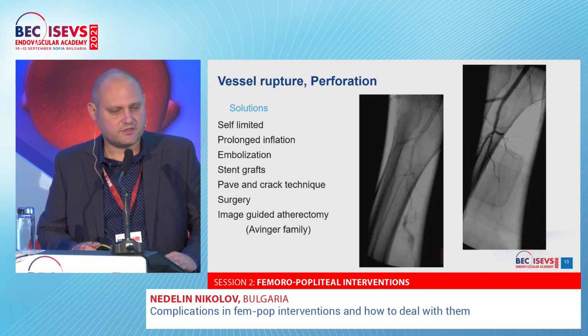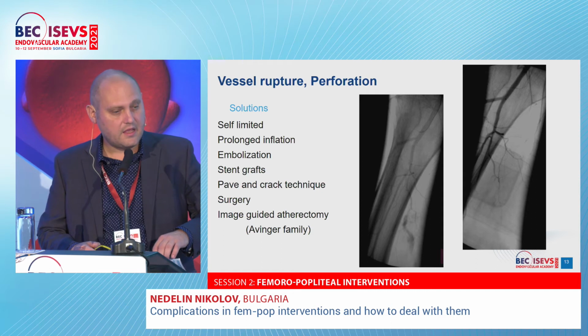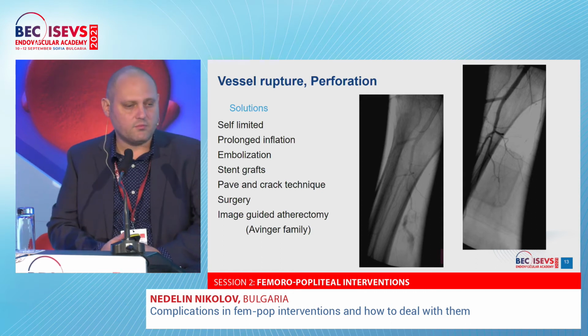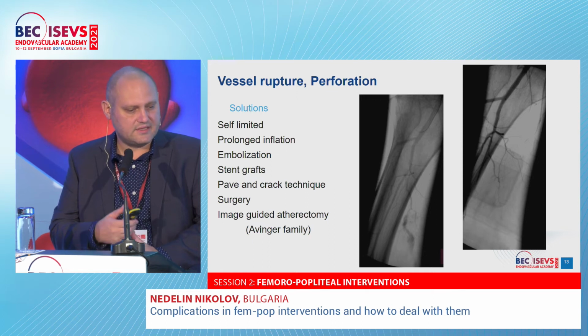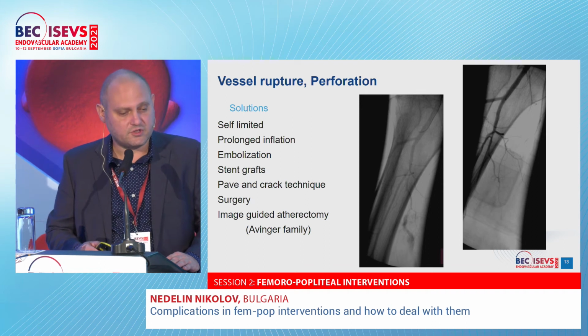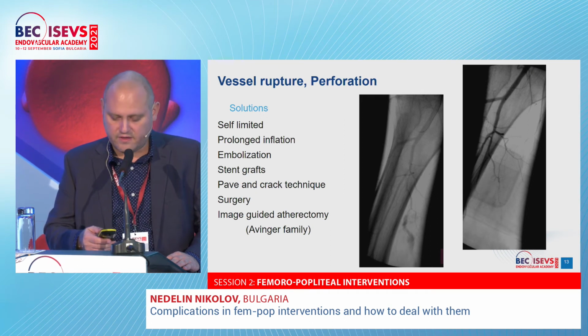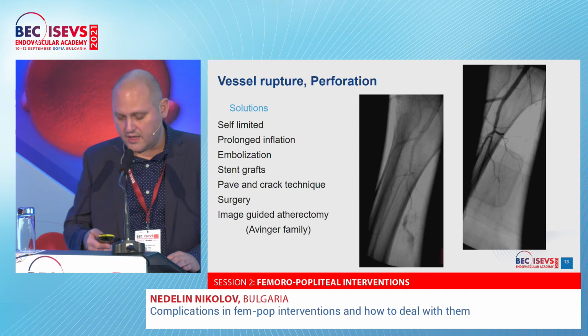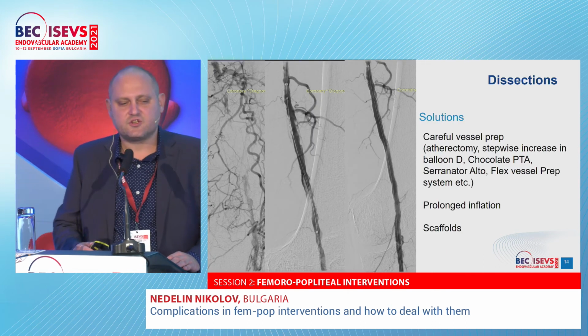Again, for vessel ruptures and perforations, once more, some of them are self-limited. You can do prolonged inflation, you can do embolization with coils, mainly stent grafts, pave and crack technique when you expect such a complication, surgery, and maybe usage of image-guided atherectomy like the Avenger family, like Pantheris, Ocelot, Tiger Eye, and so on. Dissections are the next complication.